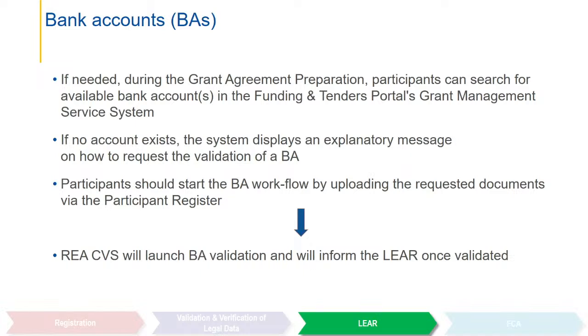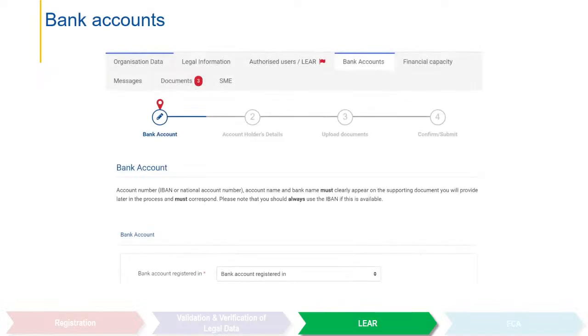We are also, as mentioned, responsible for the bank account validation. This is in cases when it's needed. So during the grant agreement preparation, you can search whether your entity already has a valid bank account in the funding and tenders portal grant management service system. And if such an account does not exist, you receive an explanatory message on how to request the bank account validation. You again need to introduce the bank account information and upload the supporting documents for the bank account validation. And once we receive that, we are going to launch the bank account validation process and inform the LEAR once the validation of the bank account is completed.